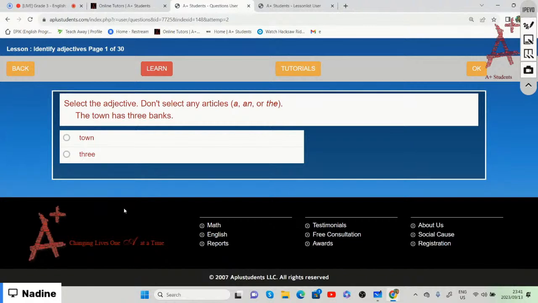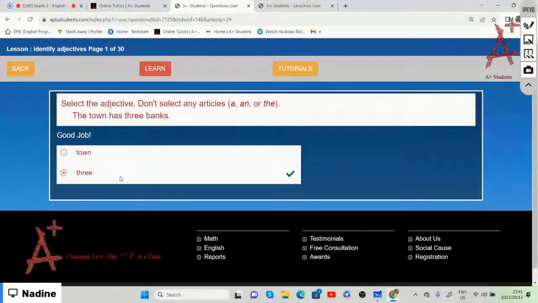So if we select the adjective, then we will select 3. And 3 will tell us how many banks there are in that town. So if you say 3, then well done. Well done. 3 is correct.